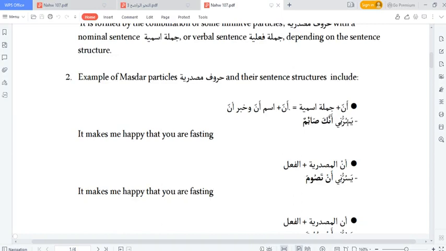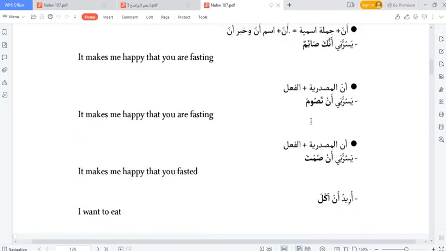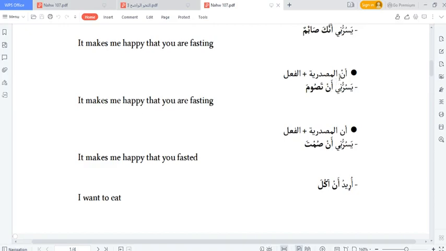So an example is yasurruni annaka sa'imun. Yasurruni annaka sa'imun. It makes me happy that you are fasting. So this whole expression, this anna, ismu anna plus khabaru anna, they are the masdar mu'awwal, the returning verbal noun.